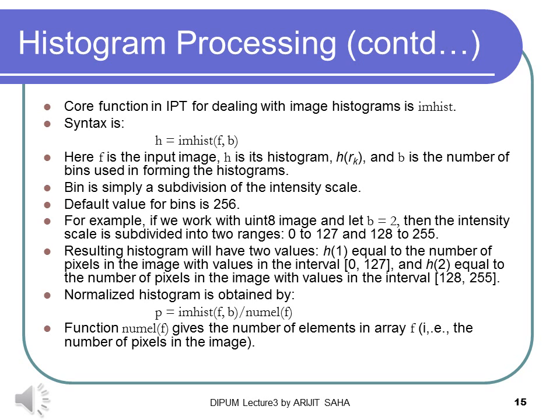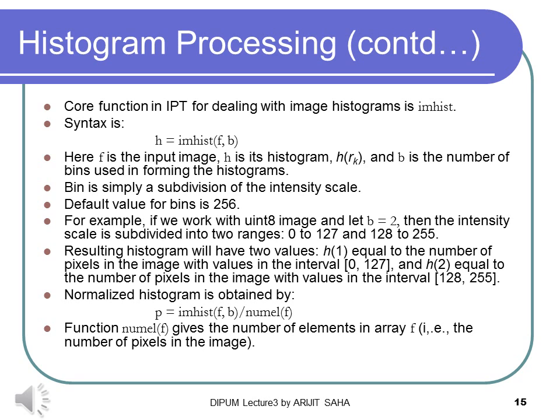For core processing of histograms in IPT, there is a function imhist, and the syntax is h = imhist(f, b). Here f is the input image, h is the histogram, h(rk), and b is the number of bins used in forming the histogram. A bin is simply a subdivision of the intensity scale, and the default value is 256.